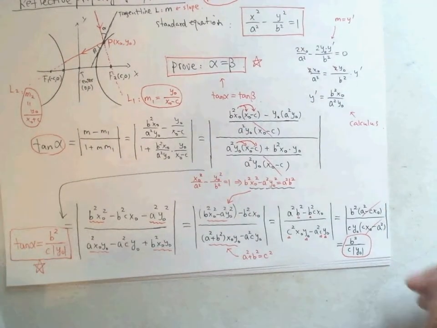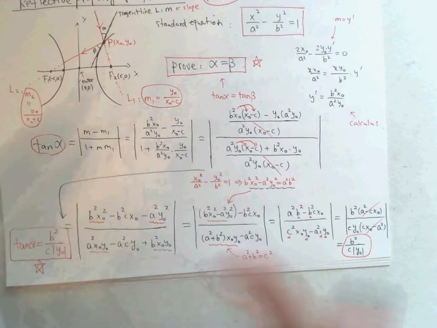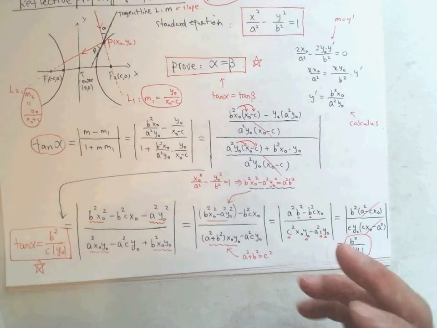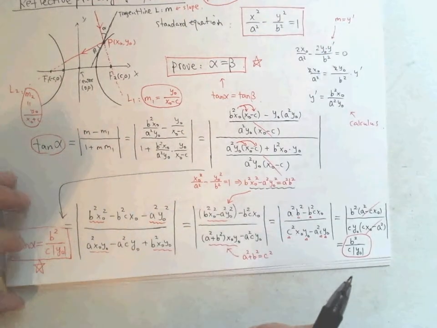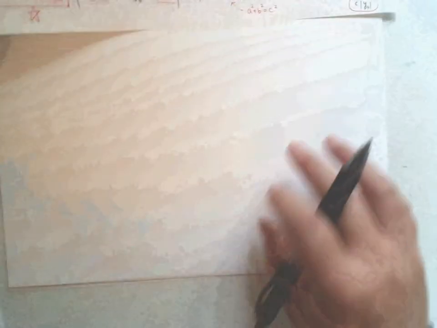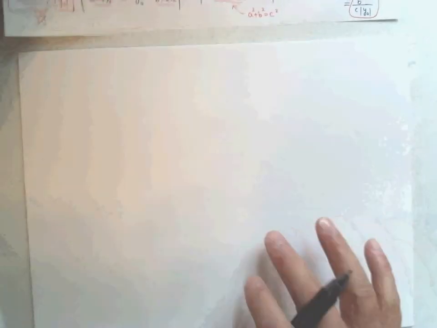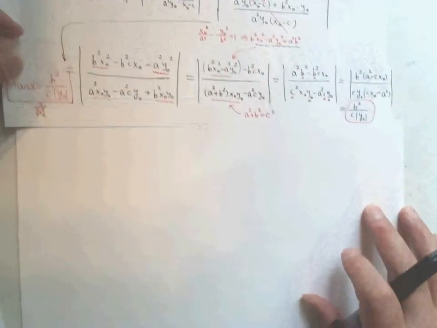This is the result for tangent alpha. Now I am going to find tangent beta. It's the similar step, so don't worry. Just a few minutes. What is tangent beta?